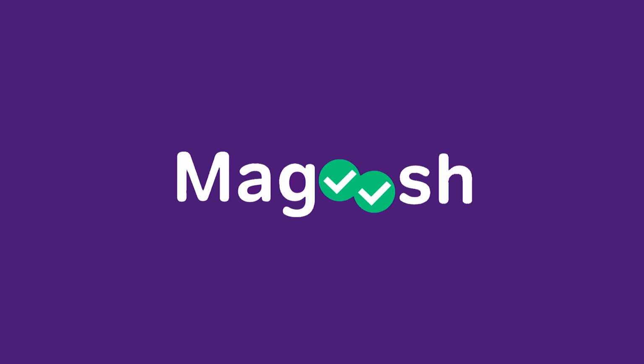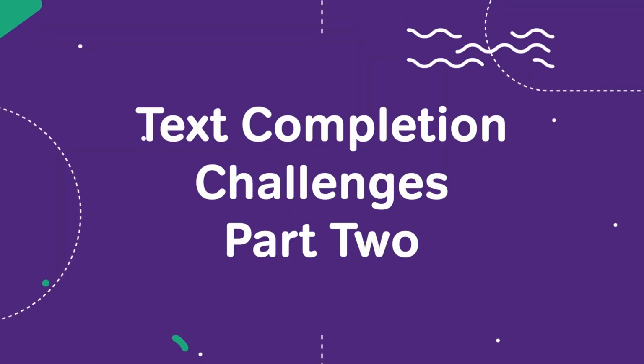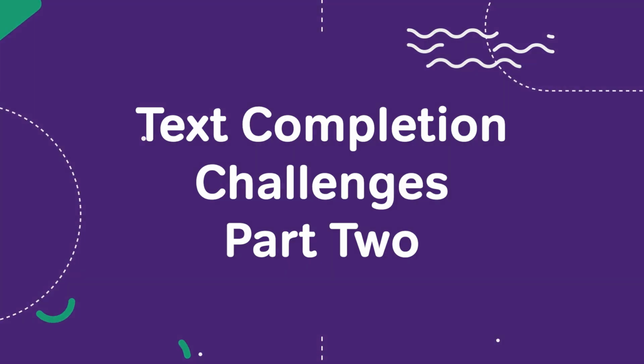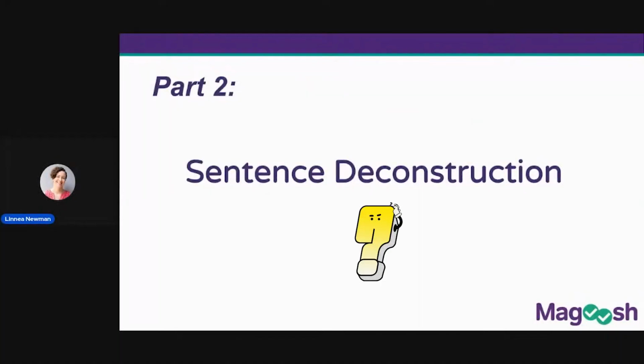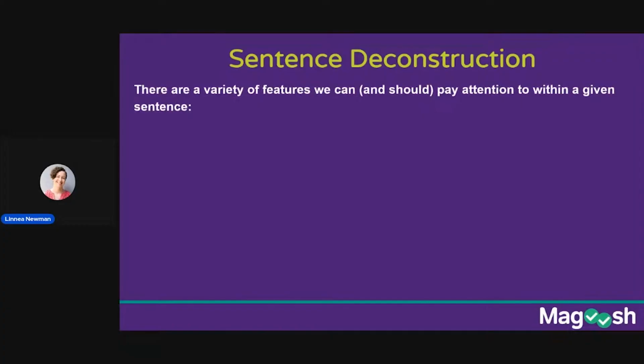Rely heavily on process of elimination. Sentence deconstruction. So there are things that you really want to pay attention to in terms of the way that the GRE builds out text completions and sentence equivalences. Big part is looking for features that you need to pay attention to within a given sentence.